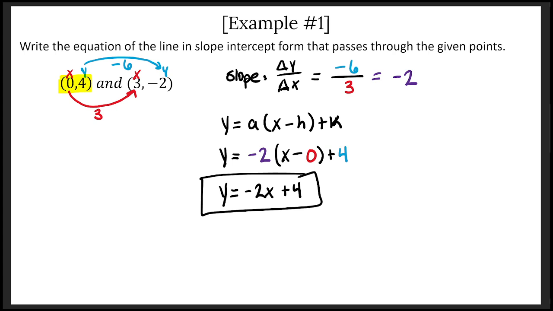So definitely, if you have an ordered pair that has a 0 in it, pick that for your h and k values. This problem is finished.